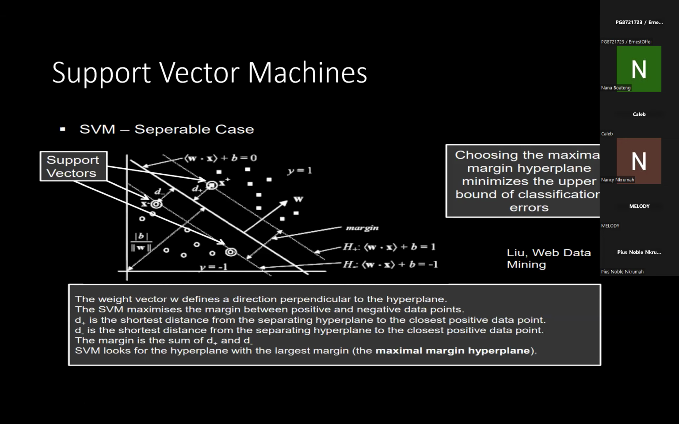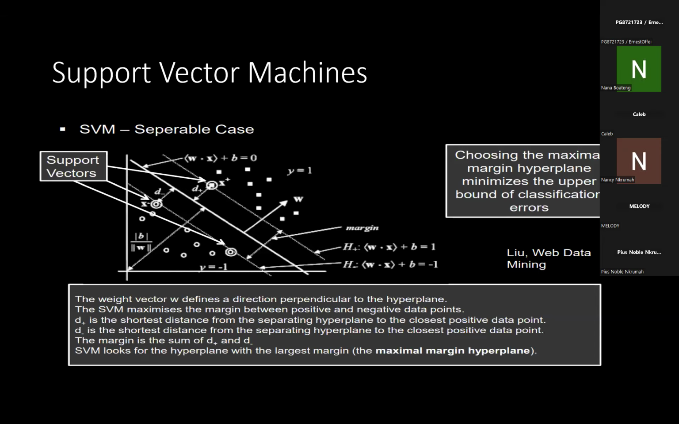So what we want to do is to choose the maximal margin hyperplane so that we minimize classification errors. And we have what we call soft margin and hard margin. When you have a very wide margin, and all the points are separated from the upper and from the lower, we call it a soft margin.